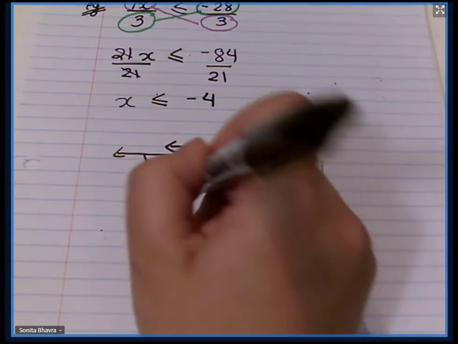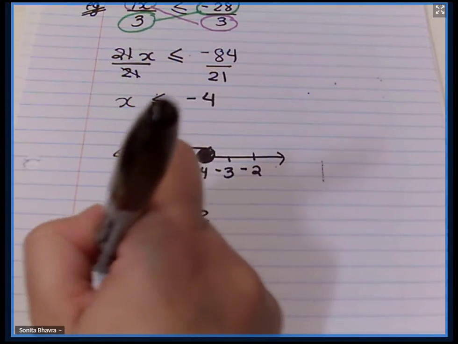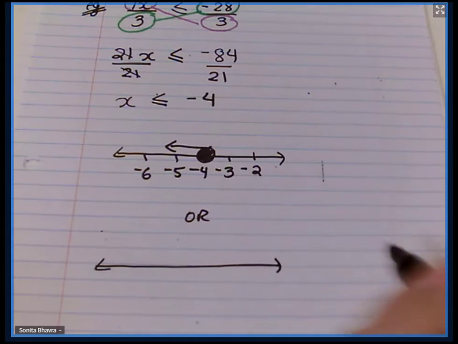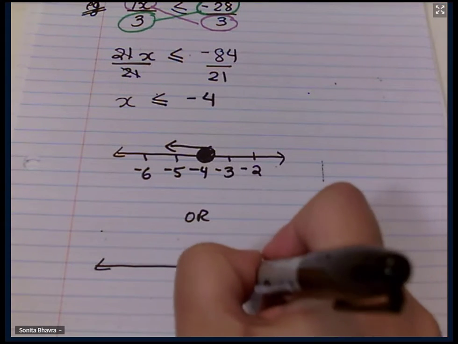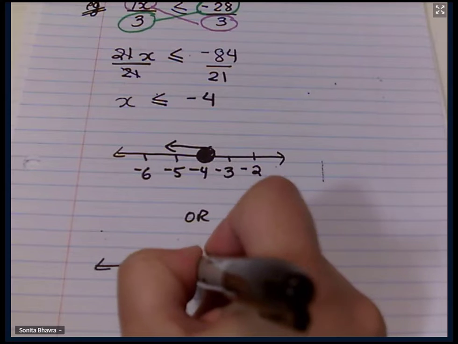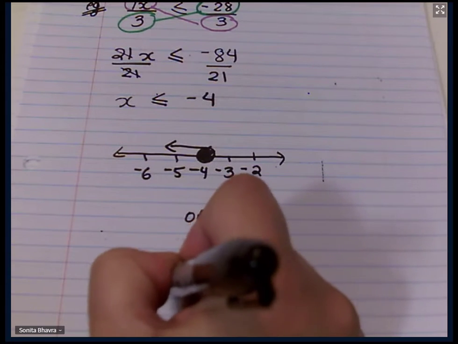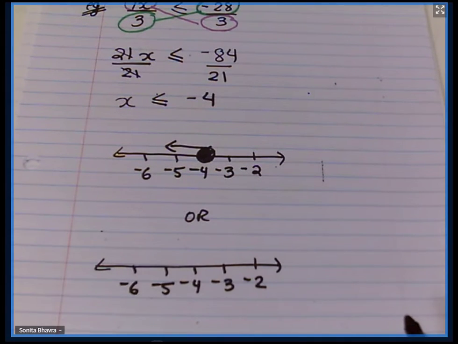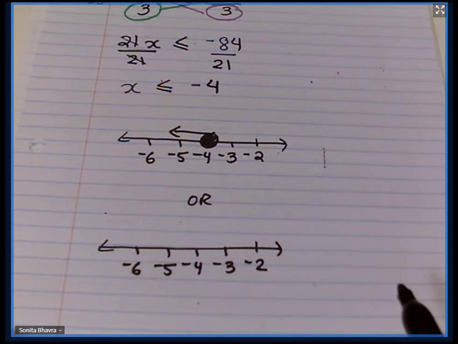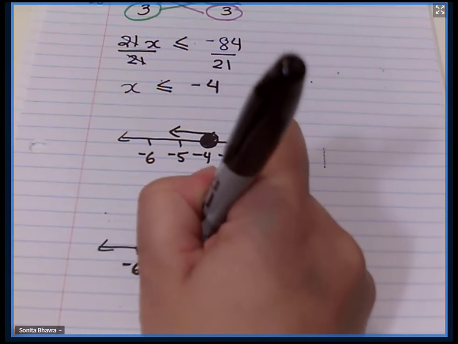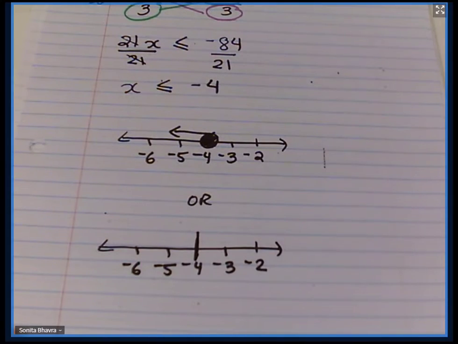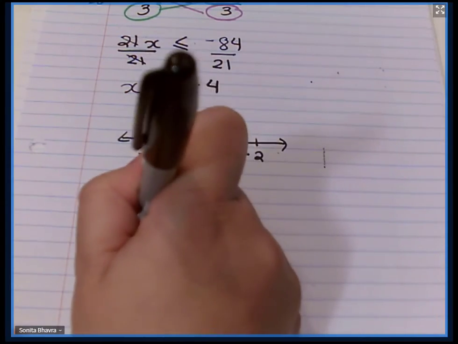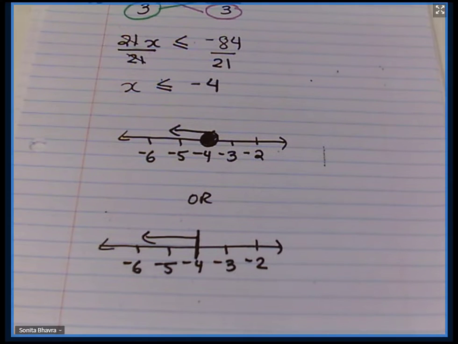And the other way to show that is the straight line. The straight line represents that negative 4 is included in the answer. So just straight down at negative 4, just like that. And it's still pointing to the left to show that it is less than.